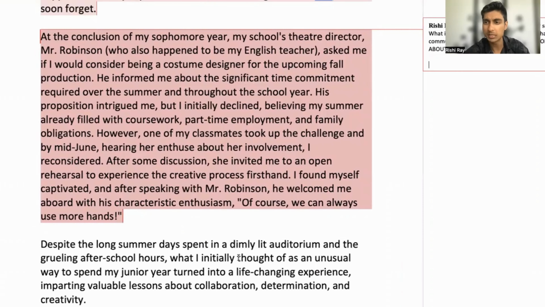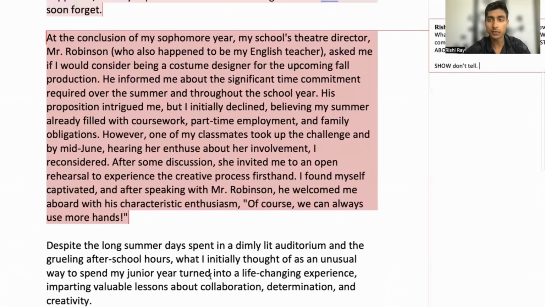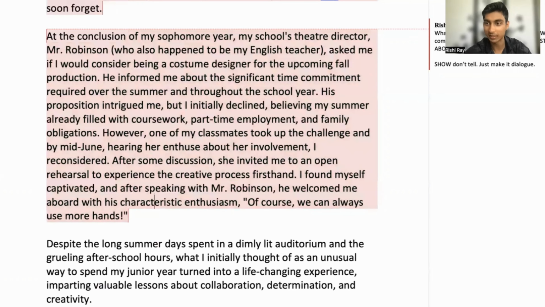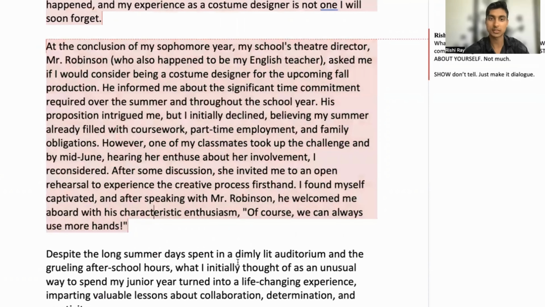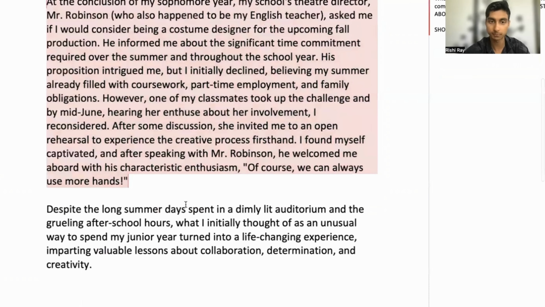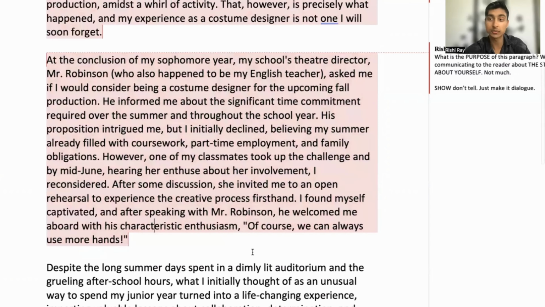we want it to be much more vivid. We want to show, don't tell, right? So more of that, just make it dialogue, for example, would be a great way to approach this, to make it much shorter, right? To get into that conversation with Mr. Robinson, but just in dialogue, and reduce all of this kind of chronology, this telling instead of showing component. And the fact that this doesn't really serve a purpose.